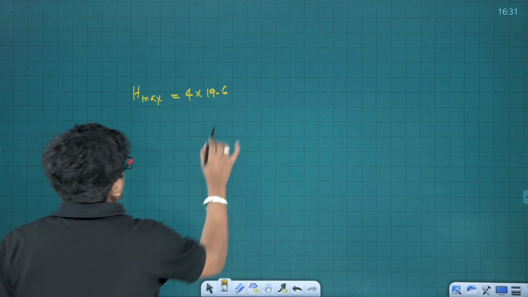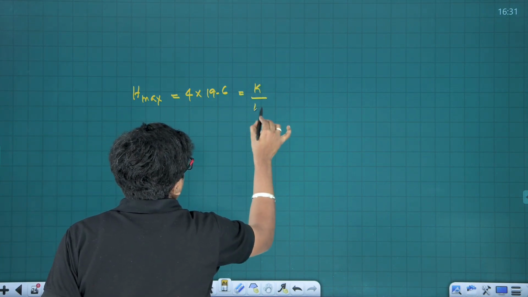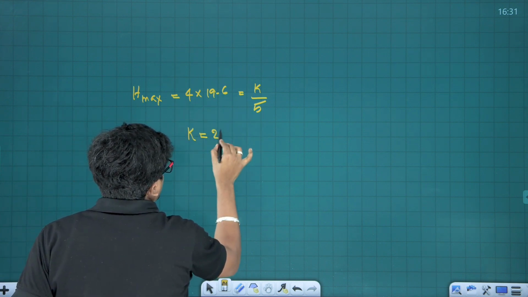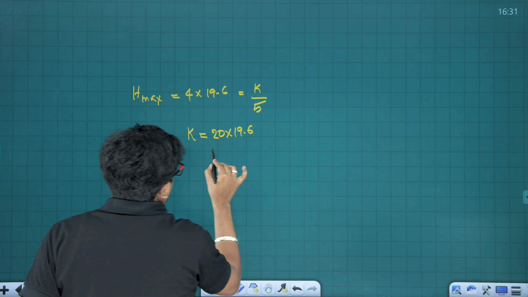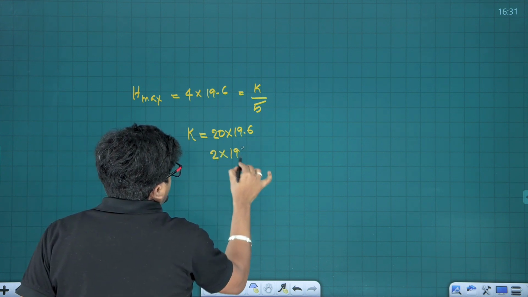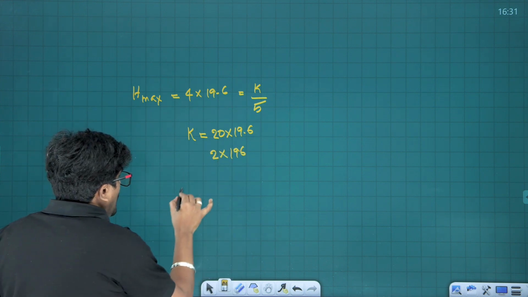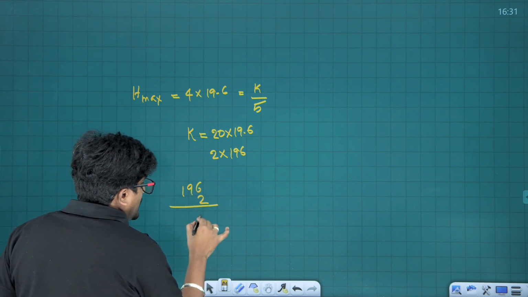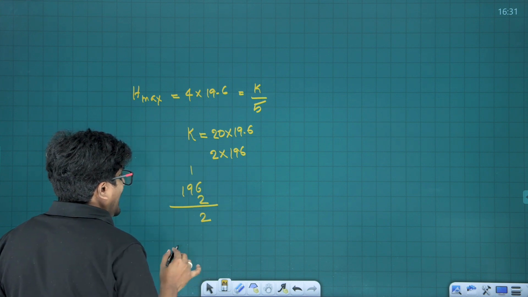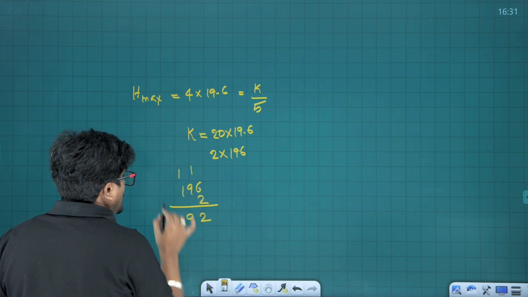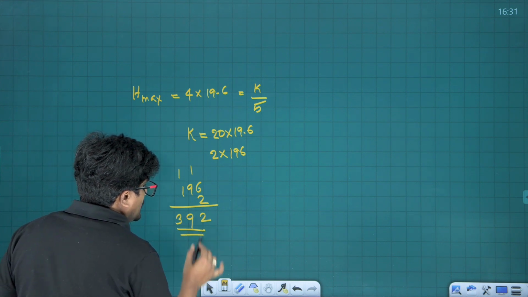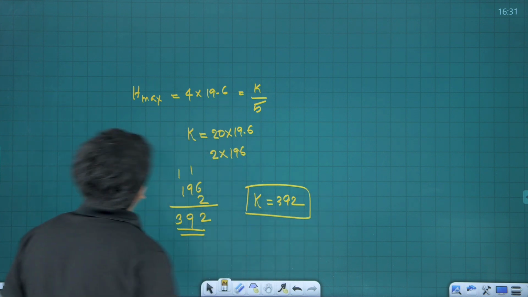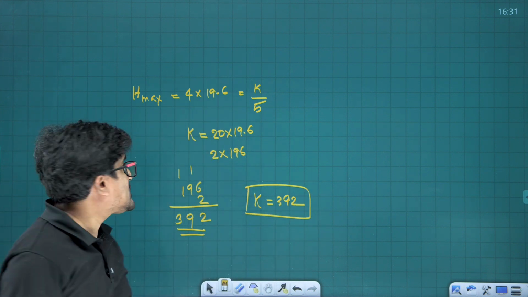We can equate that to K into 5. So we need the value of K basically. Now K is supposed to be 5 4s are 20 into 19.6. I can write this as 2 into 196. So 196 into 2: 6 2s are 12, 9 2s are 18 plus 1 is 19, left with 1, 2 1s are 2 plus 1 is 3. Answer is 392. So the value of K is equal to 392. Was that fine? Now let's move to the next.